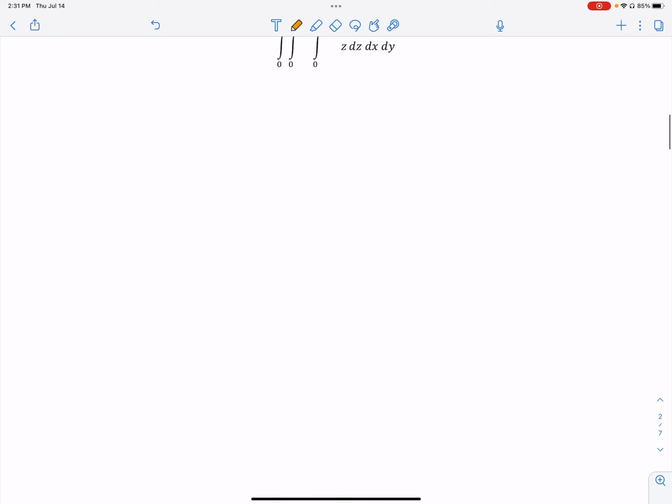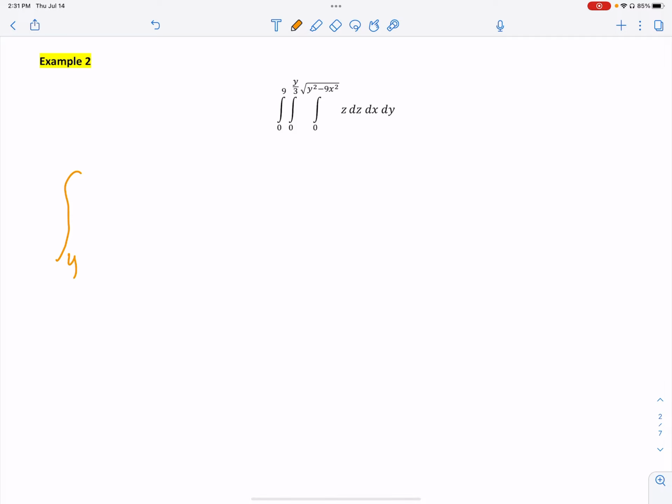All right, I got one more example for this video. The bounds look a little crazier. They're not just numbers, but it's treated the same way. So for that first integral, let's write all these in. The outer bounds go with the outer dy.